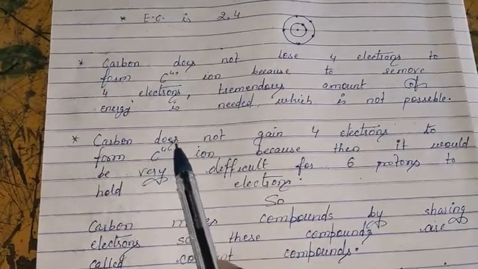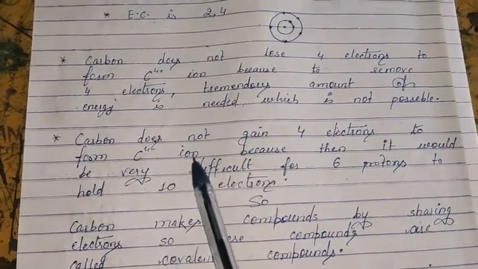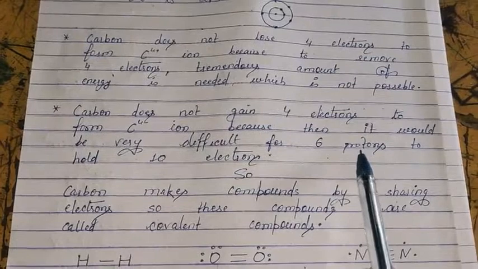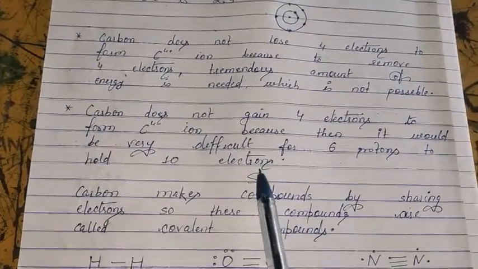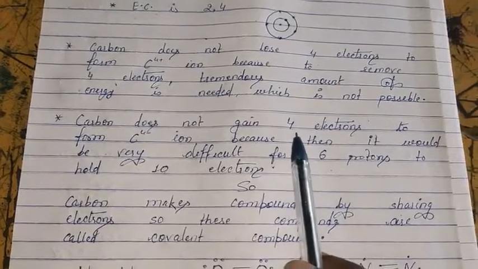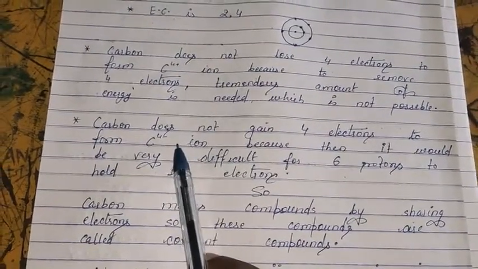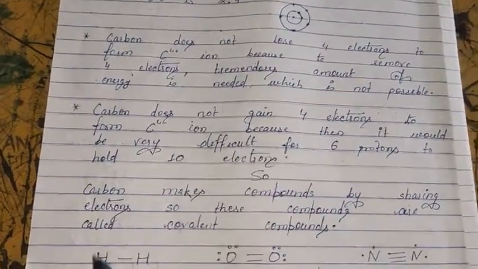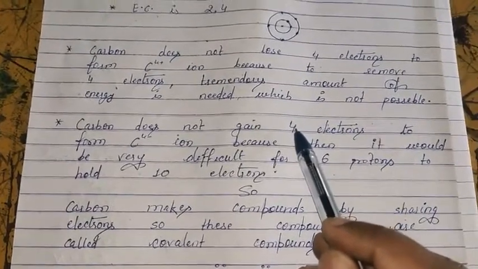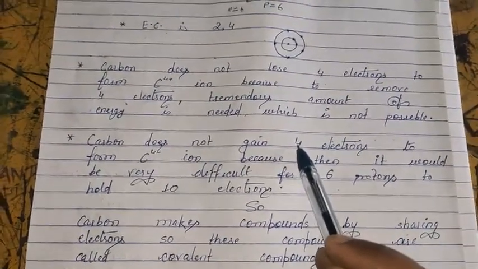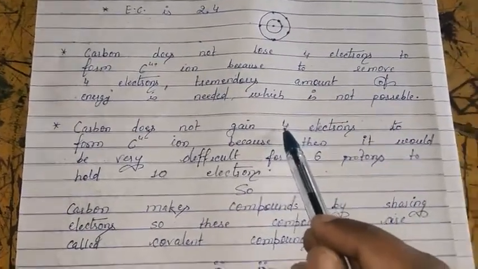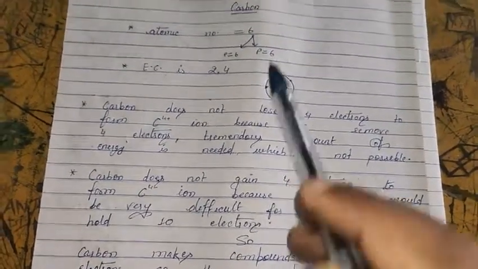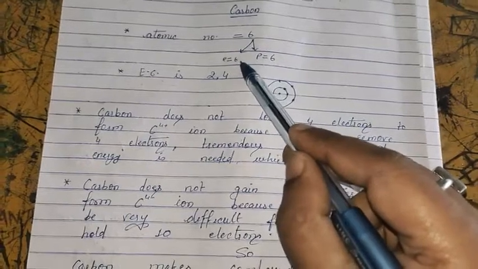Moreover, carbon does not gain 4 electrons to form C4- ion, because then it would be very difficult for 6 protons to hold 10 electrons. Means carbon cannot form C4- ion, because to form C4-, that is negative ion, it has to accept 4 electrons, and suppose it accepts 4 electrons, then the total number of electrons in an atom of carbon will be 10, because it is already having 6 electrons.